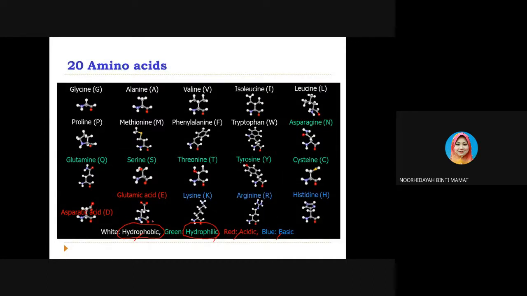Okay, for example, in here, just now the glycine and also the serine. Both of these are non-essential amino acids, which our body can produce. But glycine is categorized as hydrophobic, and serine is categorized as hydrophilic. So they have different functions when they are needed to form the protein, the structure of the protein.